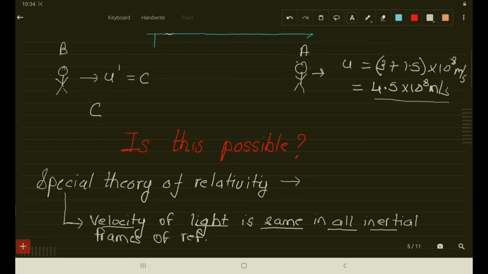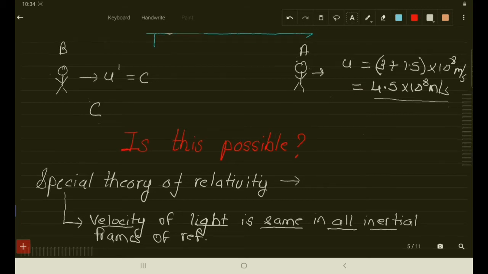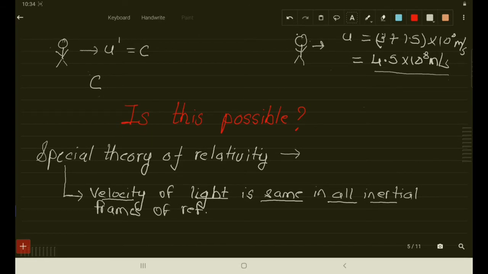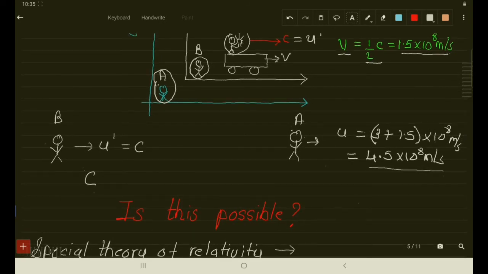According to the special theory of relativity, especially the second principle, nothing can have a velocity greater than the velocity of light. As we know, the second principle tells us the velocity of light is the same in all frames of reference. It is the same in A's frame of reference, and it is also the same in B's frame of reference. But by using the Galilean transformation, we are obtaining different velocities. For B, it is 3 into 10 raised to 8 meter per second, and for A, it is 4.5 into 10 raised to 8 meter per second. So definitely there must be something wrong.